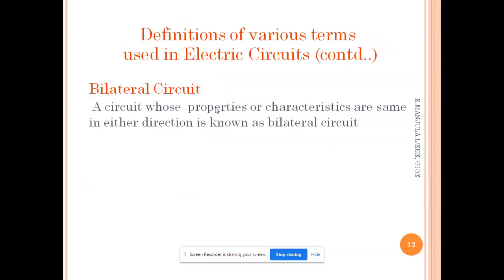And bilateral circuit. What is a bilateral circuit? The circuit whose properties or characteristics are the same in either direction. In both directions of the current, the characteristics are not changing. It is the same, so it is called a bilateral circuit. For a unilateral circuit I can take a diode as an example, and for a bilateral circuit, in both the directions it should be similar.